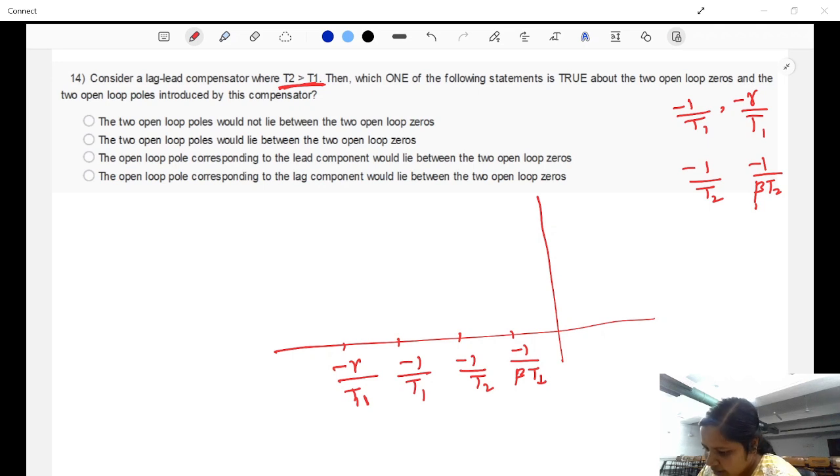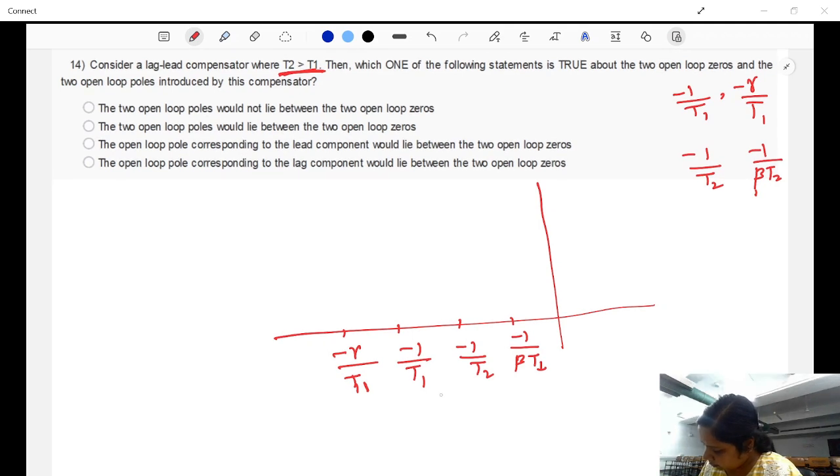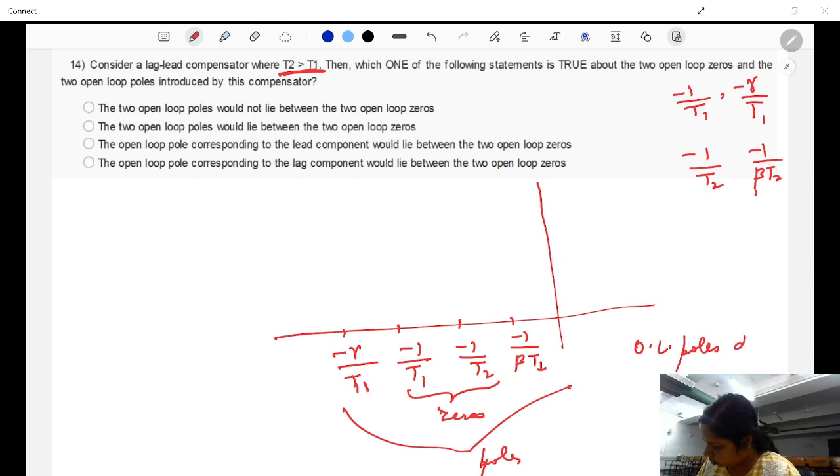Based on this whole arrangement, what would be true? Sorry, these both are zeros, and both of these are poles. So what would happen? Open loop poles do not lie between open loop zeros. This is true, right? This first option is your answer. I hope this makes sense.